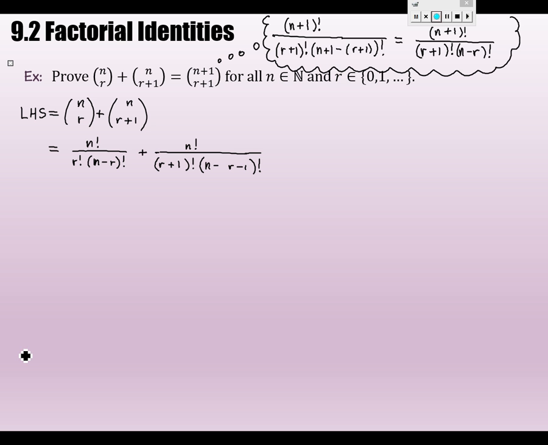Yeah, I'll multiply by r plus 1. I don't know what to do up top. You're right, I have no idea. But you're in agreement with me that we now have r plus 1 factorial down there? Brilliant. Okay, good.